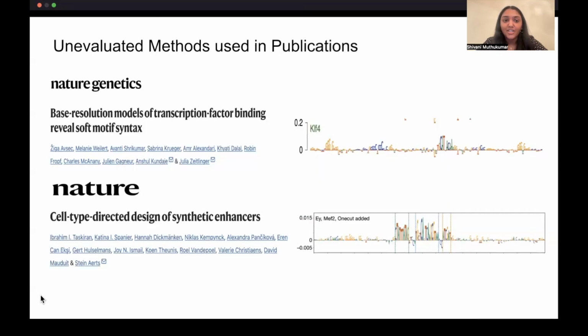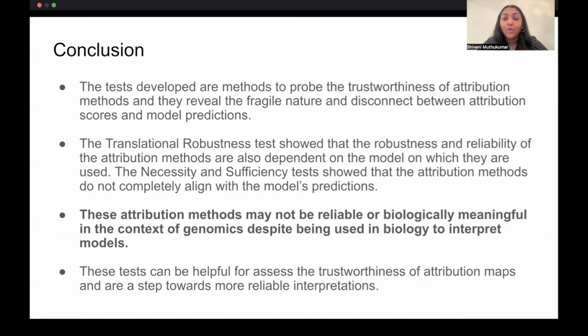My study shows that attribution methods may not completely align with model predictions in the context of genomics models, and this poses a big problem because publications in widespread journals like Nature Genetics and Nature utilize these attribution methods in their studies as results, despite the fact that they are unevaluated and potentially unreliable to be used in the genomics domain. The tests that I developed are methods that can probe the trustworthiness of these attribution methods, and they reveal the fragile nature and the disconnect between attribution scores and the model predictions.